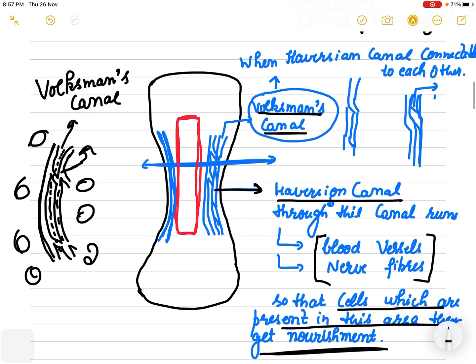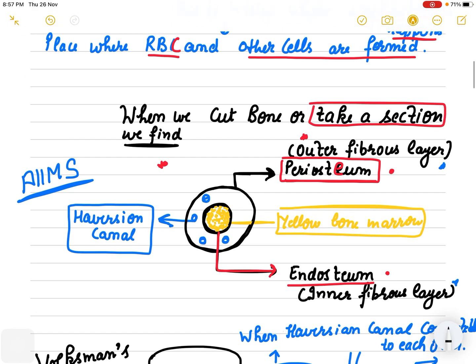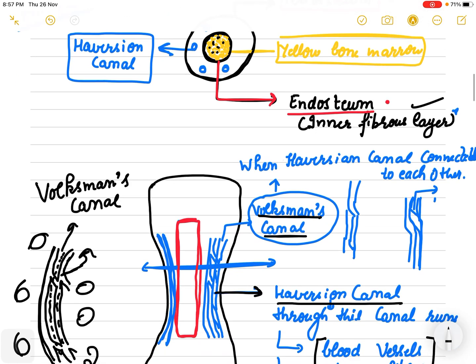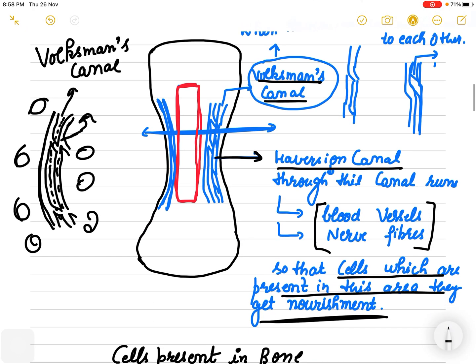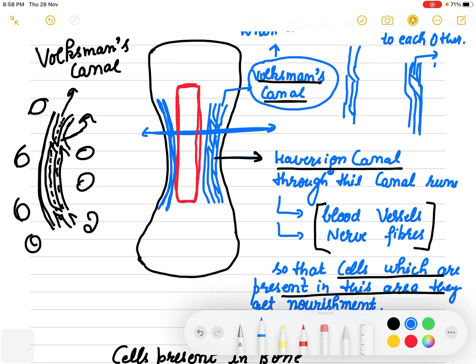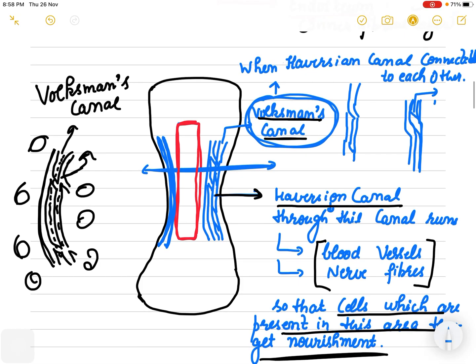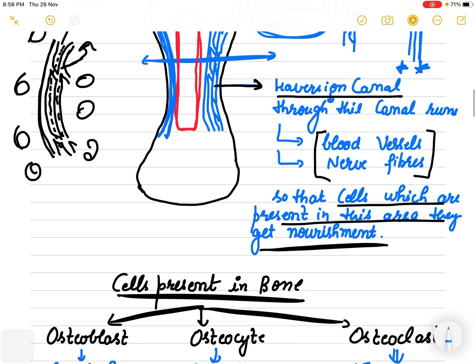So what did we say? If you cut the section, you will find the outer fibrous layer, inner fibrous layer, and the yellow bone marrow, as well as the Haversian canal. These are longitudinal canals, and through these canals they are connected to each other and form another kind of canal, that is Volkmann's canal. This is clear. Haversian canal is a very important point here in the bone.